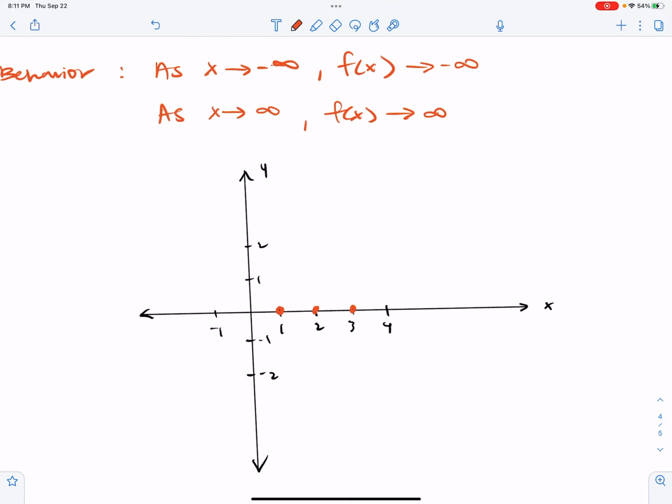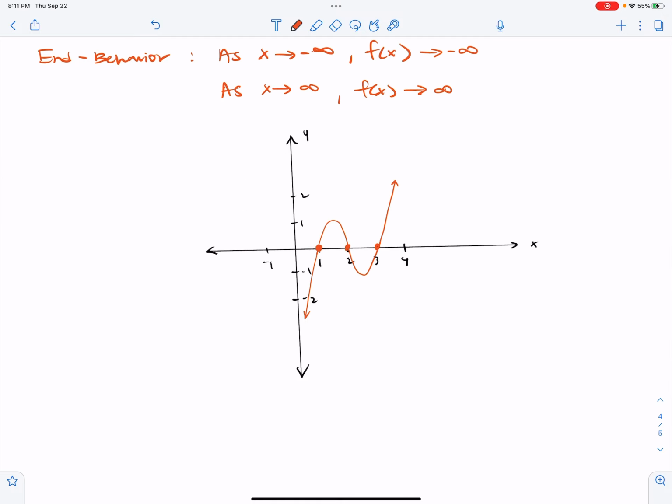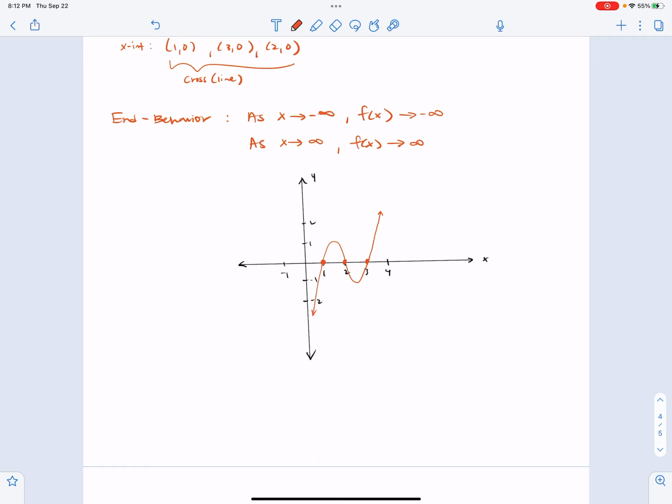Knowing end behavior, okay, to negative infinity, to positive infinity, and the fact that the graph crosses straight through, it'll look something like that. Without calculus, we don't know how high in between or how low in between the x-intercepts the graph goes. I'm not making you do test values. So this is just a rough sketch of f of x.